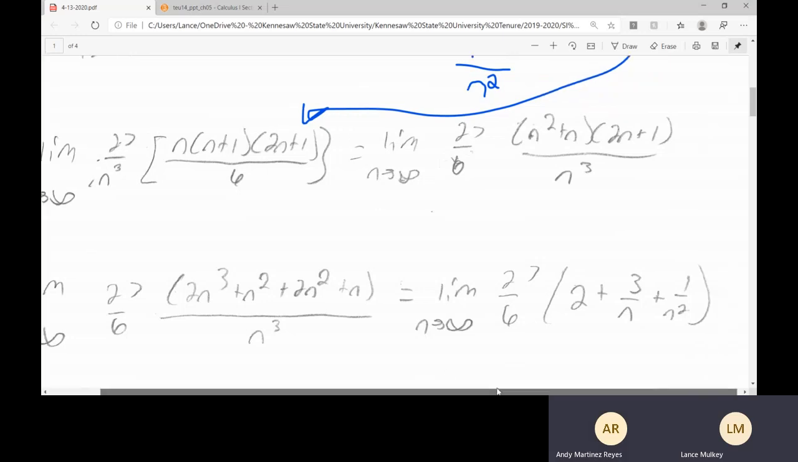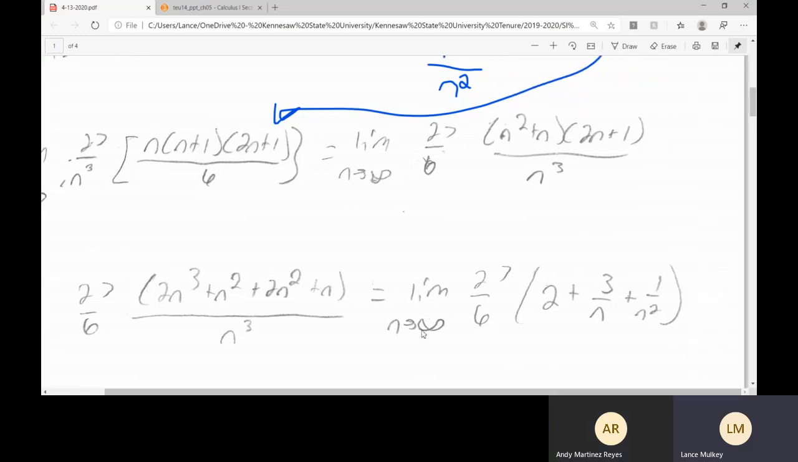So further simplifying, you get limit as n approaches infinity of 27 over 6 times 2 plus 3 over n plus 1 over n squared. But when you plug in infinity to n, what do these approach? 0. Yep. Also, even infinity squared is also just the same thing as 0? Yeah, because it's in the bottom.